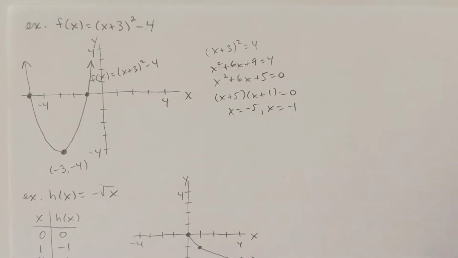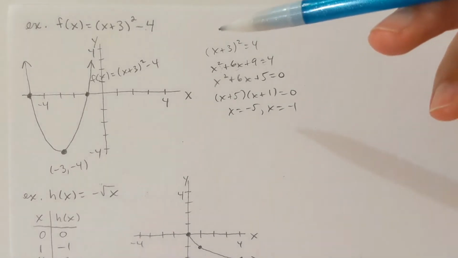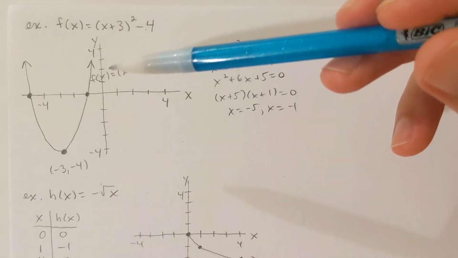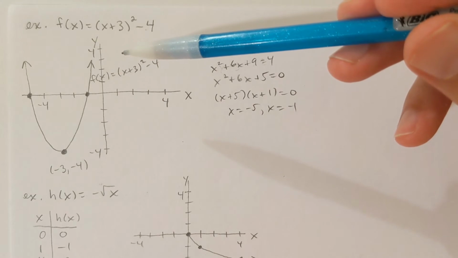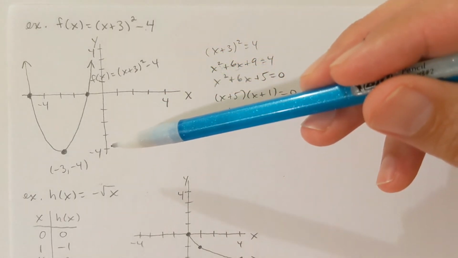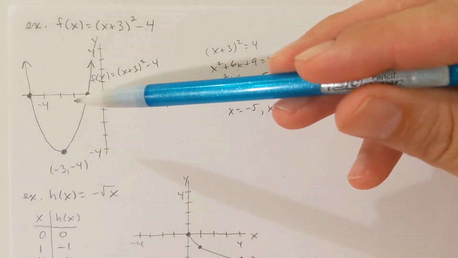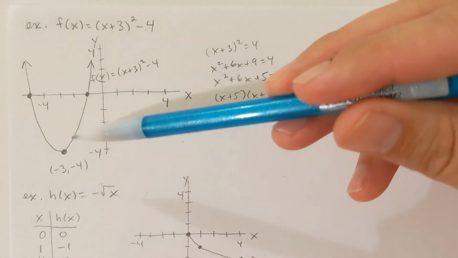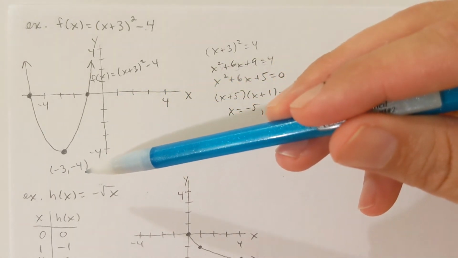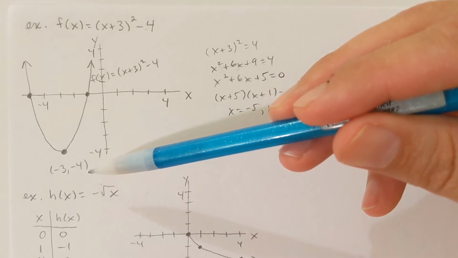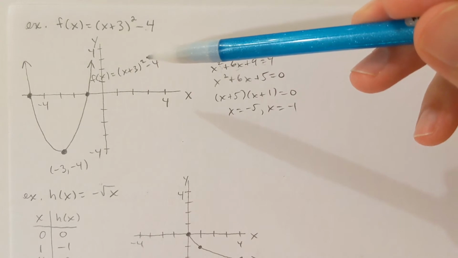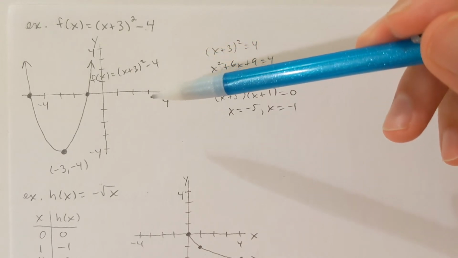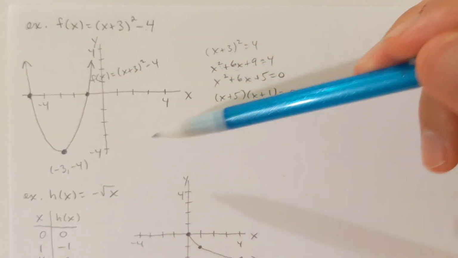If f of x is equal to (x + 3)² - 4, let's comment on what's happening here. We're going to have to shift down 4 units and to the left 3 units. Okay, so down 4 and to the left 3 means I'll be at the point (-3, -4), and nothing else with the graph is going to change, other than where it's located.